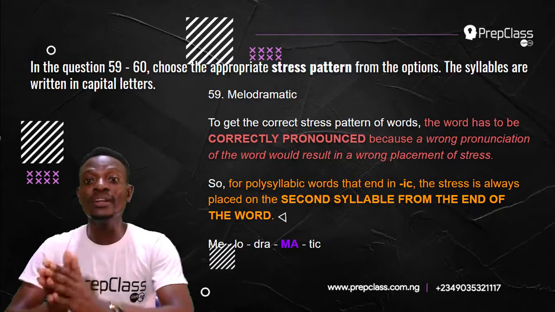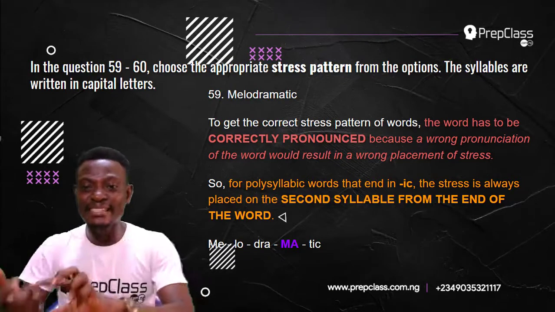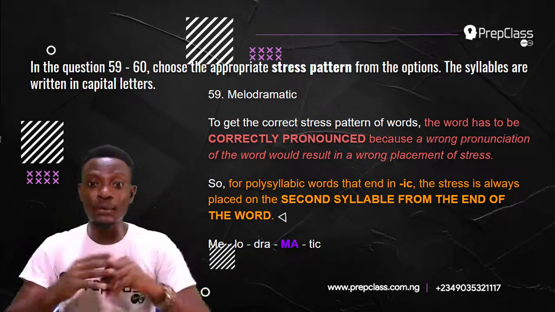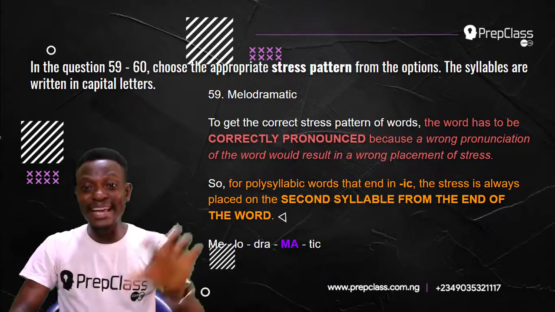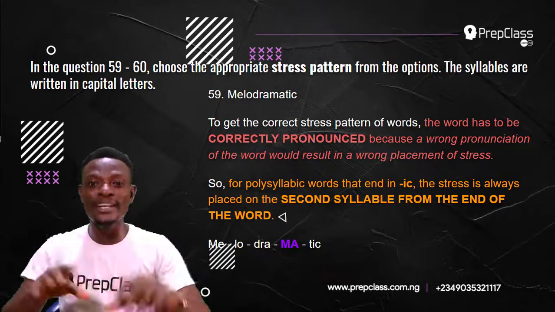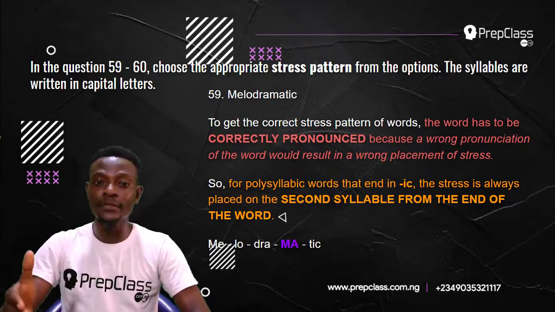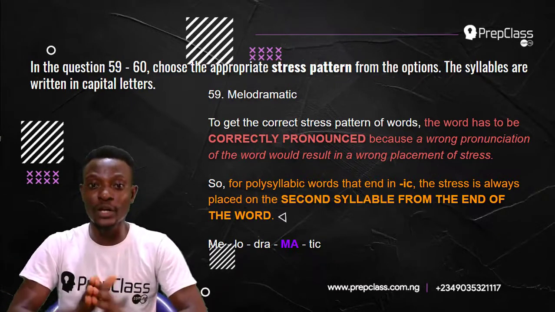So, for polysyllabic words that end in IC, polysyllabic words are words that have more than 2 syllables. So, for polysyllabic words that end in IC, the stress is always placed on the second syllable from the end of the word. So, let us break down the word melodramatic.